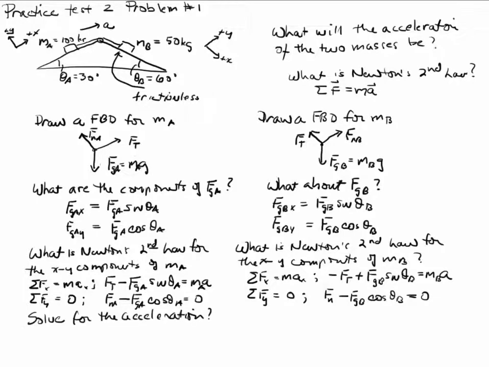Solve for the acceleration. I have two equations, the equation for mass A and the equation for mass B. Now there are two ways you can approach the solution. One is to solve for Ft and substitute it back into one of the equations, or we can simply add the two equations together. We can add the left-hand sides together and then add the right-hand sides together.